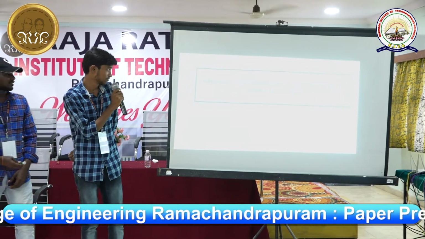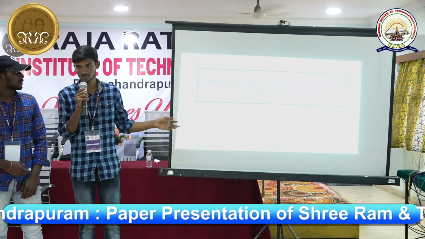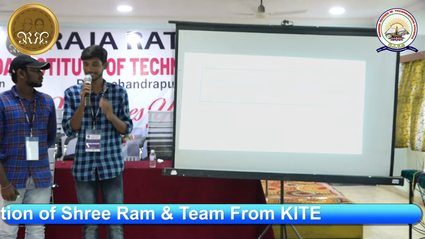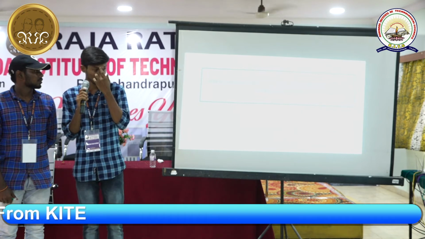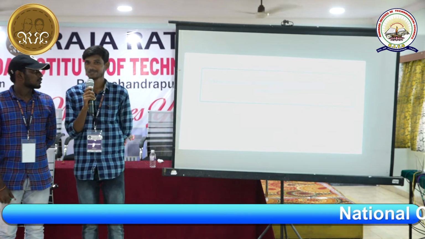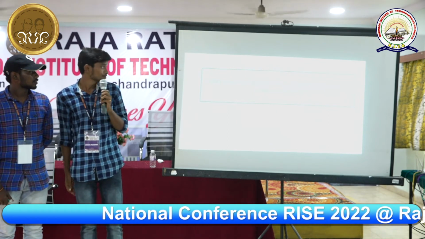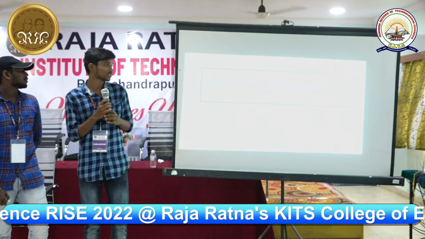The name of our project is Three-Phase PV Inverter Fuzzy Control for Grid Connected System. The main aim of the project is to decrease the rate of error of a controller, which is used in three-phase PV inverters. So, next slide.